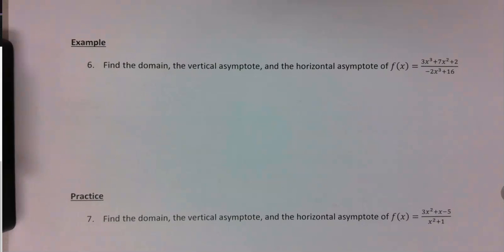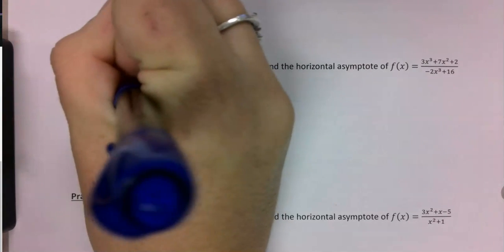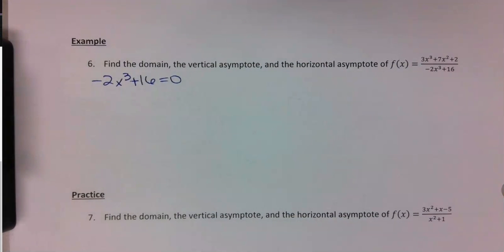Okay, last thing we're going to talk about is domain, and I use my vertical asymptotes to determine my domain. So normally my domain with polynomials is all real numbers from negative infinity to positive infinity, but because I'm dividing by a polynomial, anything that makes my denominator 0 is not part of the domain. So I'm going to start off by finding my vertical asymptote like normal. So I take the denominator and set it equal to 0.